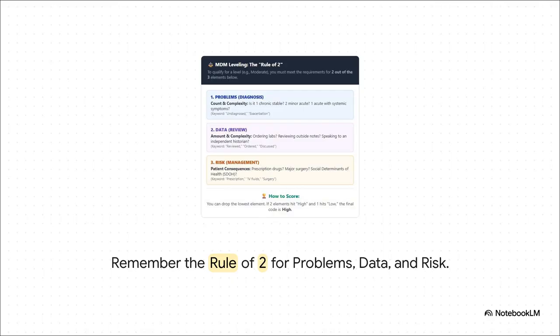So since time is totally out the window, you have to rely entirely on medical decision-making. Use the rule of 2 for problems, data, and risk to secure your ED code. To hit a specific level, let's say moderate, you need to meet the requirements for at least 2 out of those 3 elements. Just drop the lowest score, and whatever remains dictates your final code. It's like a giant puzzle.